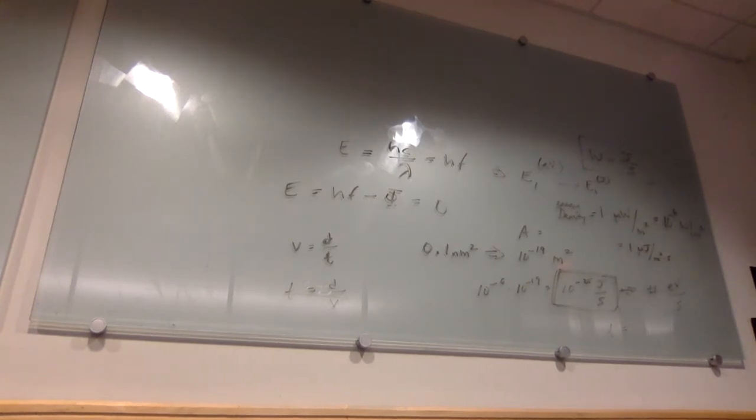Number 5, monochromatic light of wavelength 2.4 picometers collides with a cloud of free electrons. Find the wavelength of light scattered at 45 degrees and 90 degrees. Same thing, Compton scattering. Okay.